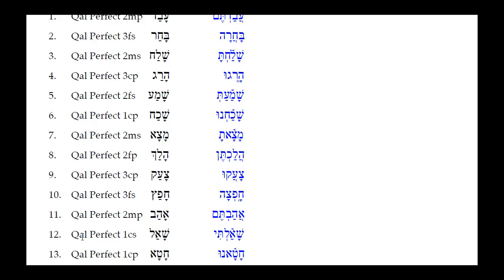Number 12 is sha'al, to ask. Basically, qal perfect, first common singular. So we want to put the tav and the hireq yod on the end here. And so it would be sha'alti. Sha'alti.